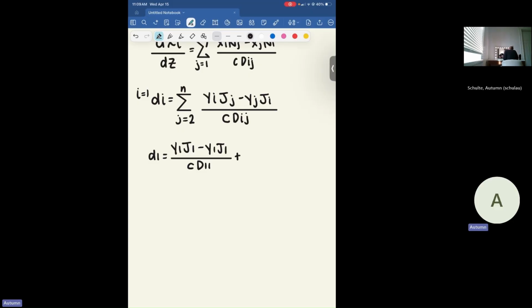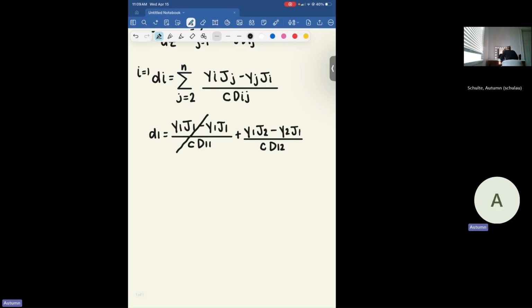We are going to add on our term where i is still equal to 1, and this time j is equal to 2. So we're going to have the mole fraction of component 1 multiplied by the molar diffusive flux of component 2 minus the mole fraction of component 2 times the molar diffusive flux of component 1 divided by our total molar concentration and our diffusive constant of components 1 through 2.